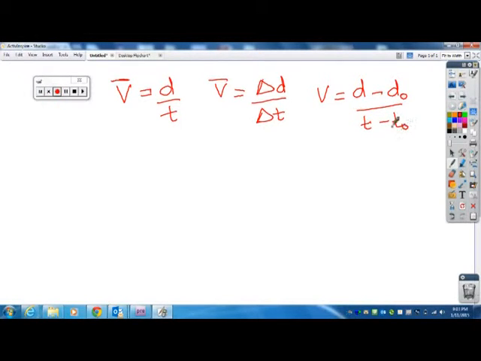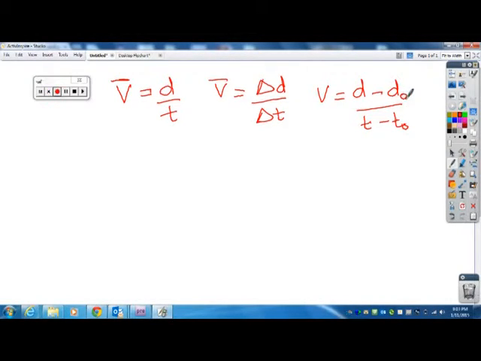Keep in mind, most of the times your t initial is 0. So this drops out of the equation and you're simply left with a t. Your d initial sometimes is also 0, so this drops out of the equation, so you're simply left with a d. The 0 underneath the letter stands for naught. D naught stands for initial, so initial displacement and initial time.